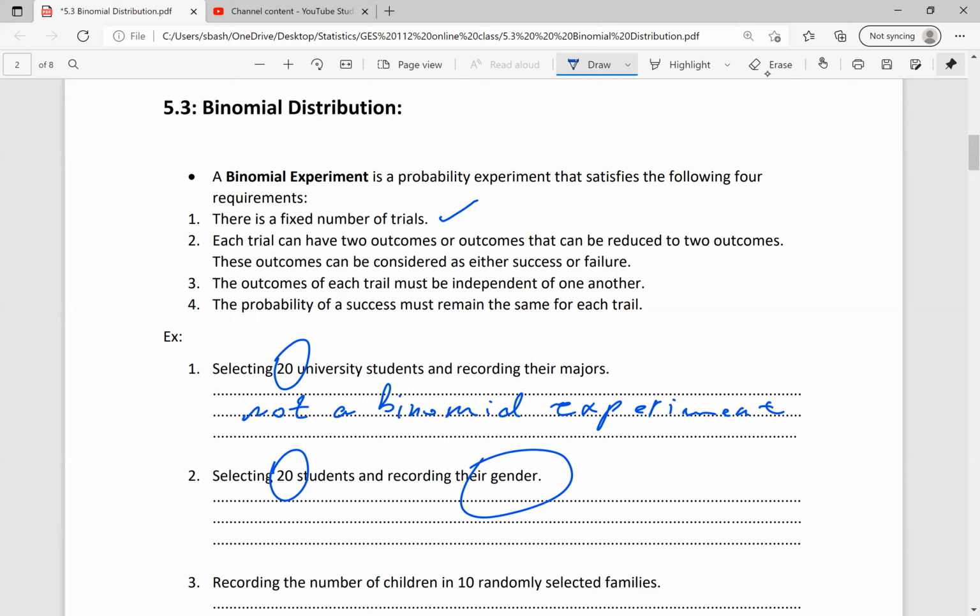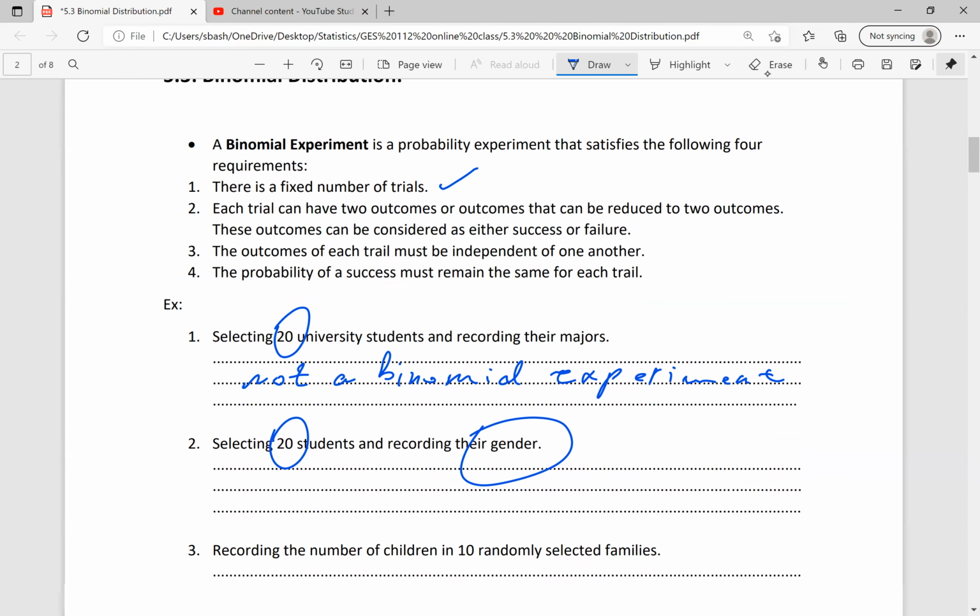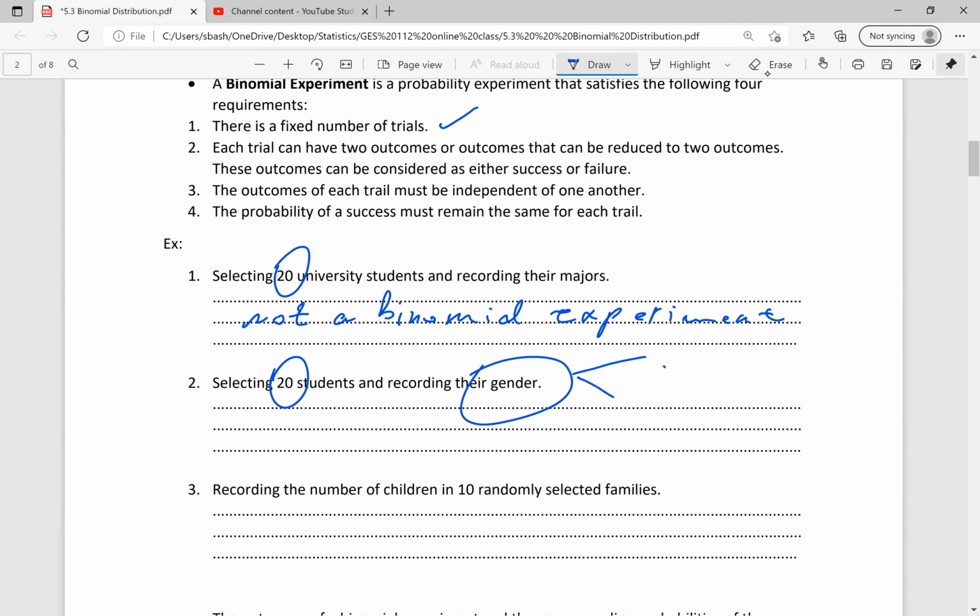And also, choosing each student is independent from the others. So this is yes, because I have two outcomes, male or female, and these are 50% and 50% in each trial. Each time we are choosing one student, I will have either male or female. So it is 50% for each one. And this will be independent and remain the same for all the selected students. So this is yes. It is a binomial experiment.